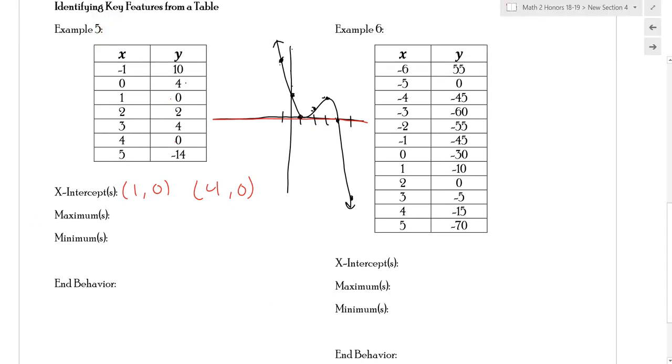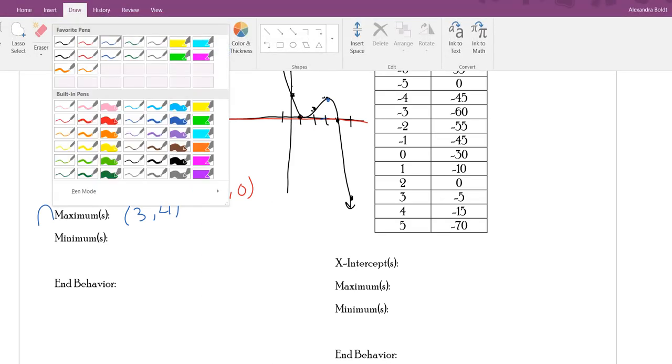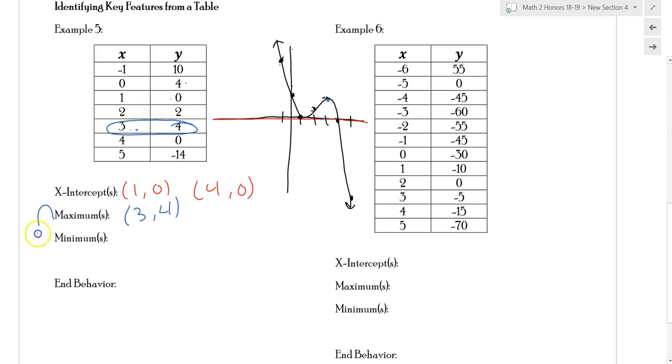Maximums, it's our hills. So there's one here. That's at 3, 4. I can't count up, but I know it's at 3, and I'm just pulling it from this point. Then our minimums, there's more than one, but this one only has 1. It's right here, and that's at 1, 0. You'll notice that your x-intercept and your minimum is the same point, and that can happen.